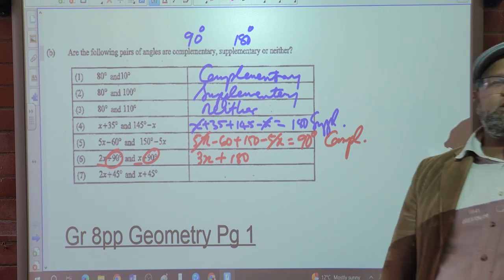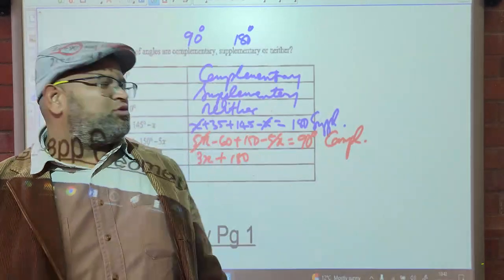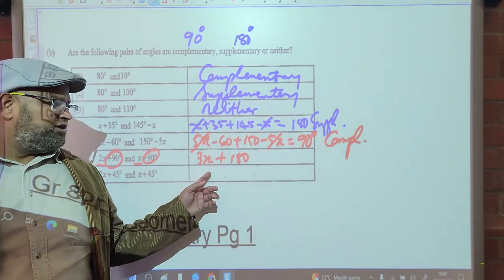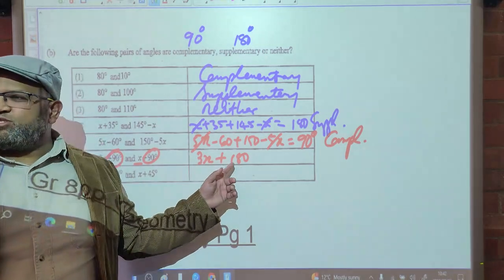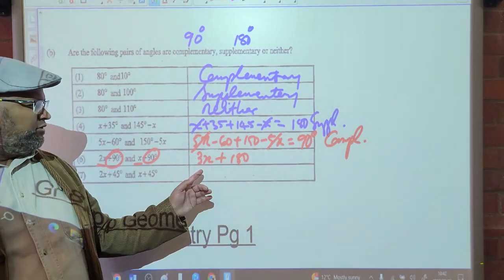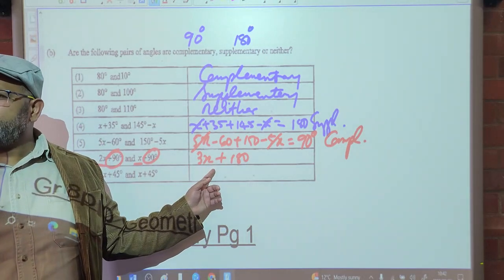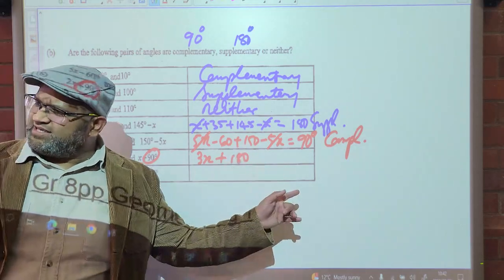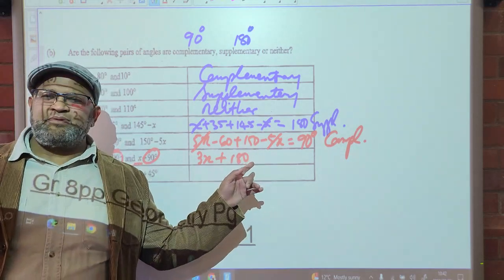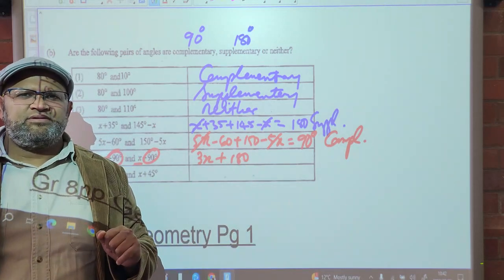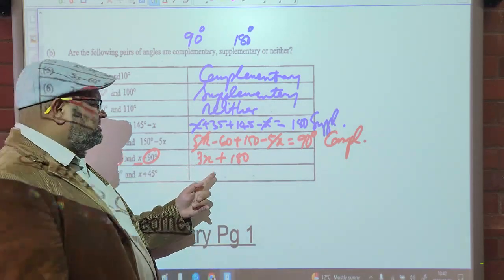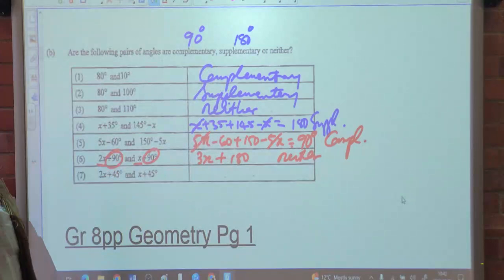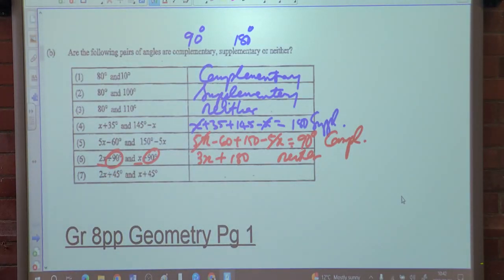What are supplementary angles? Angles that add up to 180. What if x was 20? Then it wouldn't be. Then it would have been 60 plus 180, which is 240. Not supplementary. What if x was 1 degree? It will be 3, which is 180 plus 3. Is that supplementary? No. So is this complementary or supplementary? Neither. Under what condition will that be supplementary?